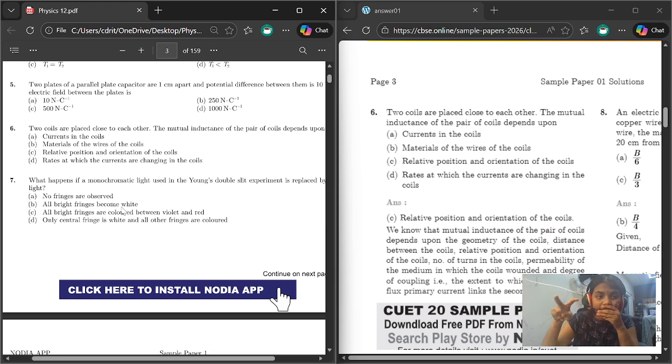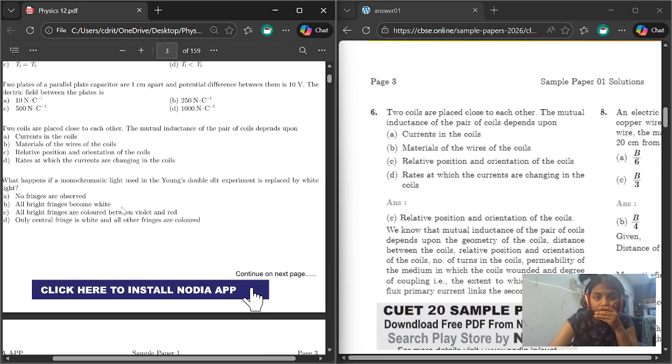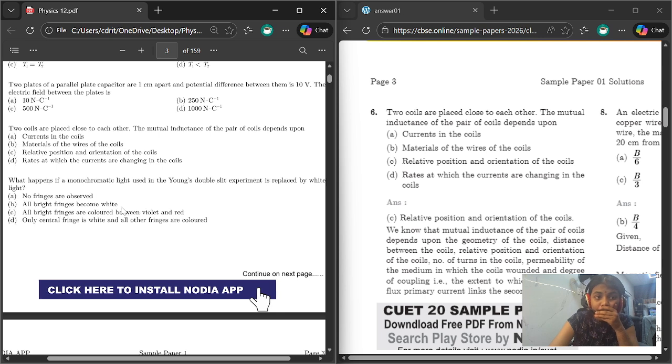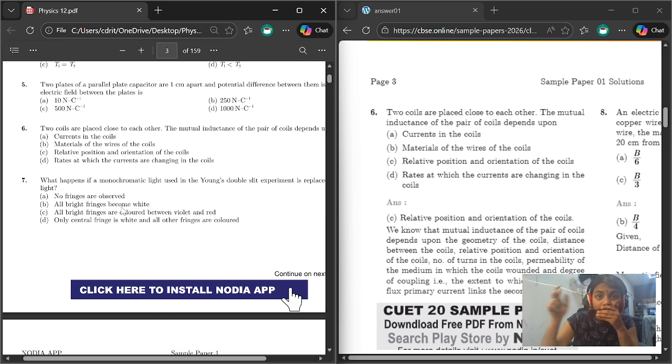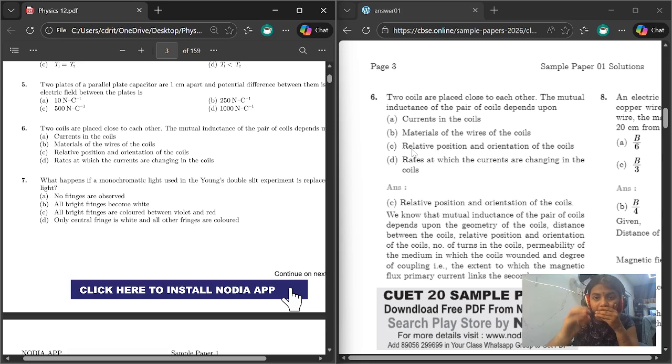Two coils are placed close to each other. What does the mutual inductance of the pair of coils depend on? With a formula we can also find it, but even if you remember the concept you can say it. So it's option C, the relative position and the orientation of the coils. This is what it depends on.